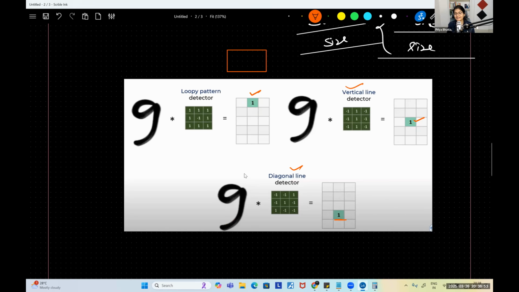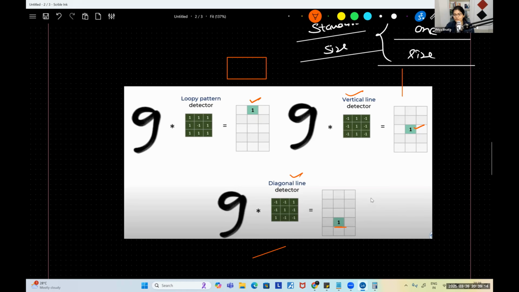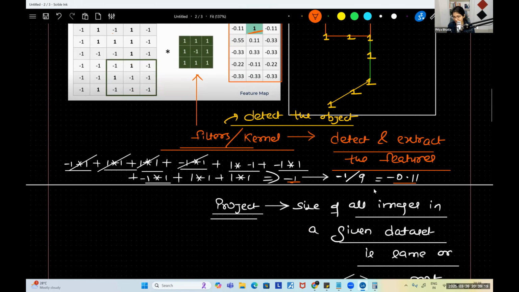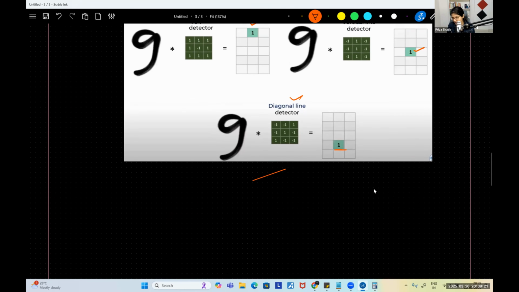So in this way, you will get 3 ones, which indicates that the very first one indicates the specific loopy pattern. Second one indicates this vertical line. Third one indicates a diagonal line. And in this way, the features will be captured in a convolutional neural network. This is a kind of a feature map. This is what we call a feature map, which we are creating via this.